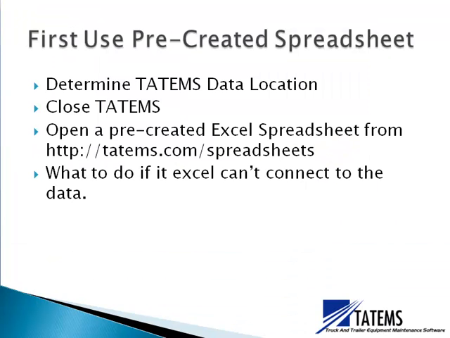And we're going to go ahead and first use a pre-created spreadsheet that's on the website. So first thing I want to do is determine TATEMS data location. Then we're going to close TATEMS out. And then we're going to open a pre-created Excel spreadsheet from tatems.com/spreadsheets. And then we're going to show you what to do if Excel can't connect to the data. So let's get started here.